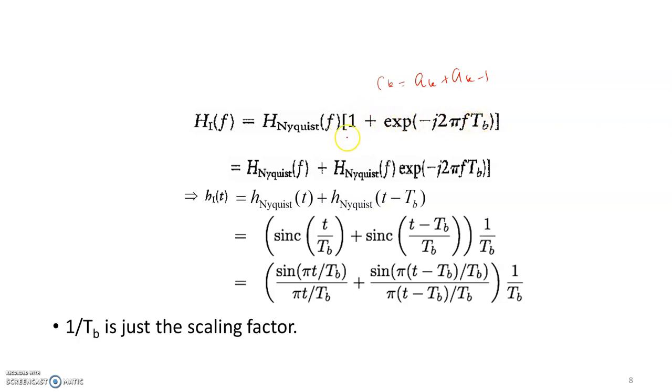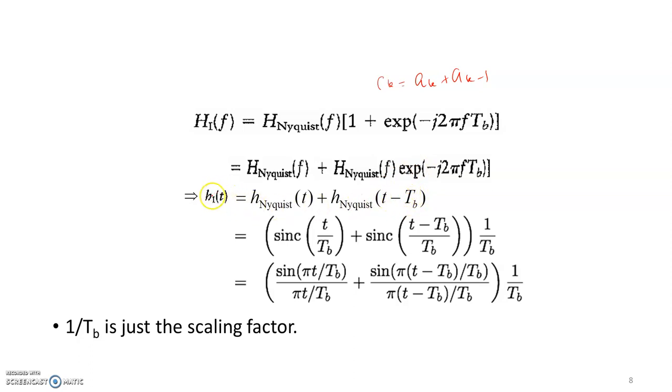Opening the bracket, what will you get? H Nyquist of f plus H Nyquist into e raised to minus j 2 pi f Tb. Now we have to get the impulse response, that is, in the time domain. So H Nyquist of capital F in the time domain I represent as small h. Similarly, H Nyquist into e raised to minus j 2 pi f Tb is actually the time shifting property, so we can write it as small h of t minus Tb.